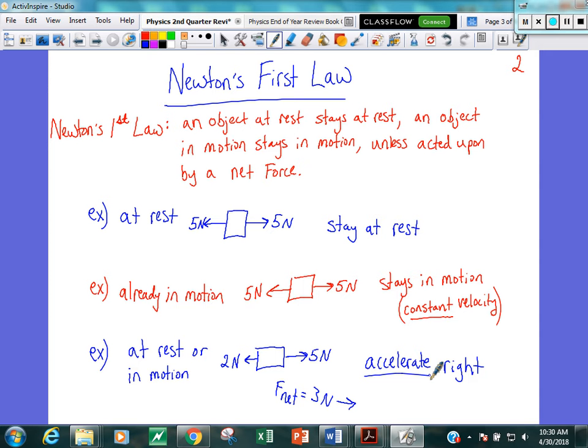All right, please include all of that on page 2. If you're not done writing yet, please hit pause until you are, and then we'll move on to page 3.